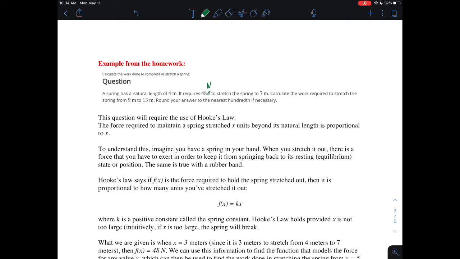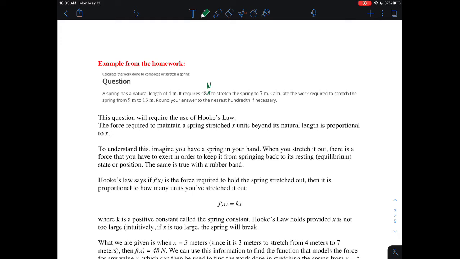Calculate the work required to stretch the spring from 9 meters to 13 meters. Round your answer to the nearest hundredth if necessary. So this is going to need a concept that's called Hooke's law. And Hooke's law says this: the force required to maintain a spring stretched x units beyond its natural length is proportional to x. To understand what this means, imagine that you have a spring in your hand.